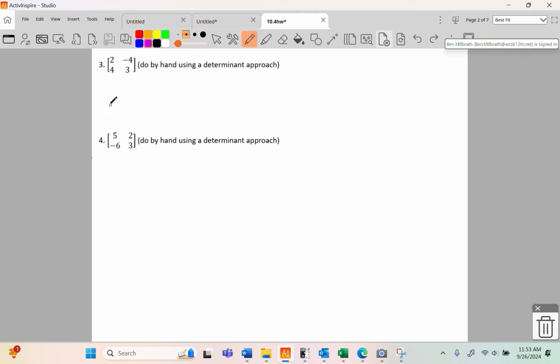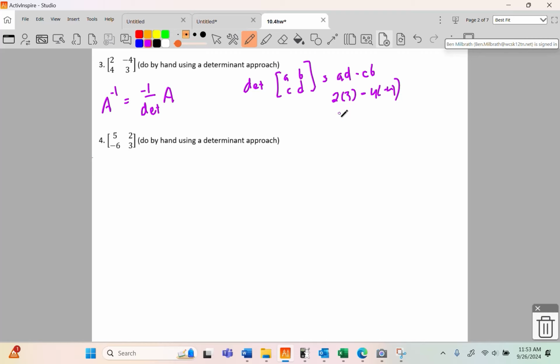I believe the deal is that the inverse of a matrix is 1 over the determinant times the matrix. So I'm going to find the determinant. Now, the determinant of a small 2x2 matrix that contains the elements A, B, C, D is AD minus CB. So here's A and D, 2 times 3 minus the upward diagonal, 4 times the negative 4, and that's going to be 6 plus 16, which is 22.